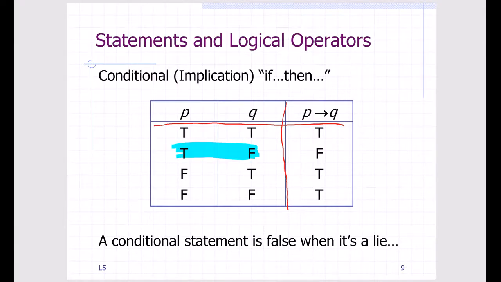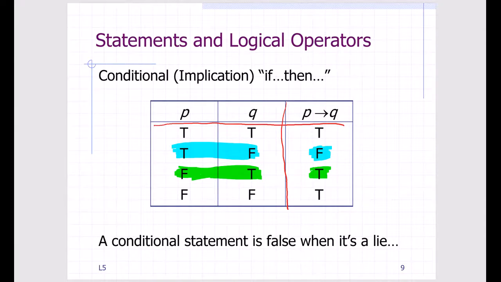So in the second row, if P is true and Q is false, then the conditional statement is false. But if P is false and Q is true, the conditional statement is true. So with the disjunction or the conjunction, the order works the same whether the true came first or the true came second. Here, the conditional statement is false only in the case where the true statement is the if and the false statement is the then.